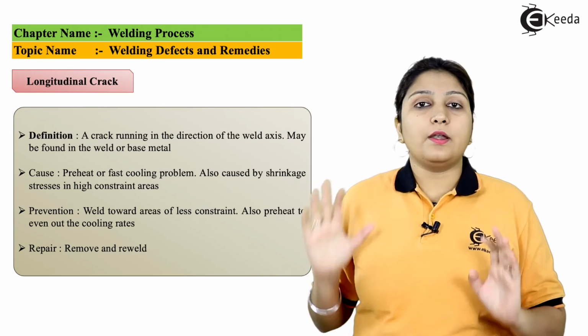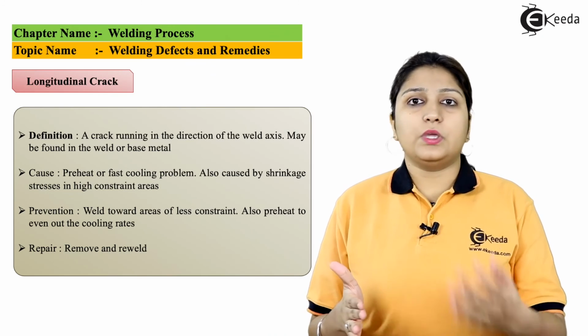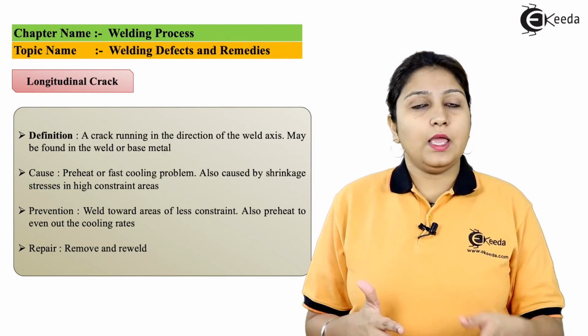So these were some general defects of welding. There are more defects in welding, which we can see in our classification and go through.